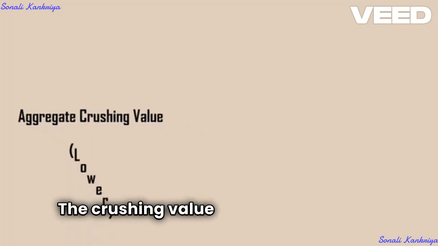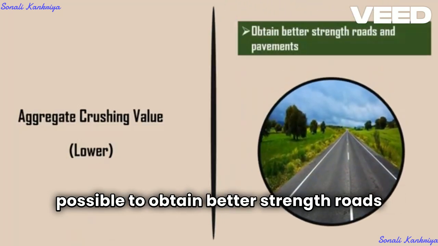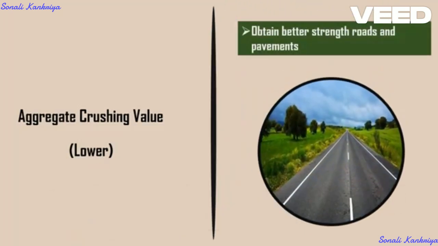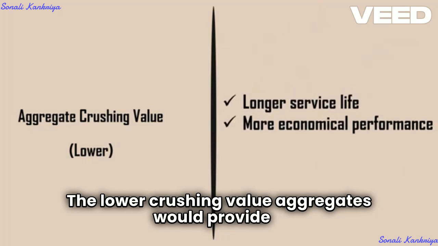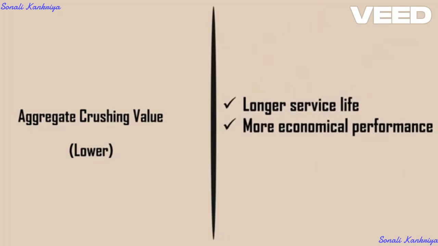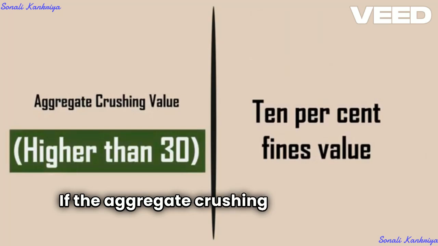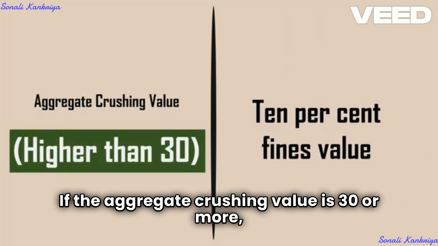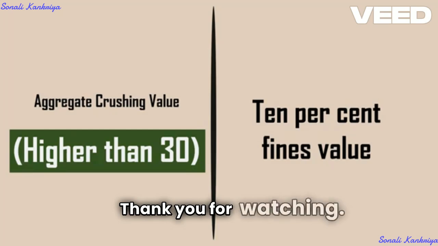The crushing value must be as low as possible to obtain better strength roads and pavements. Aggregates with a lower crushing value would provide a longer service life and a more economical performance. If the aggregate crushing value is 30 or more, then it is recommended to obtain the 10% fines value. We will discuss this test in the next video.